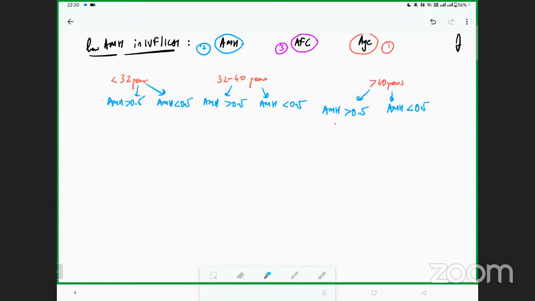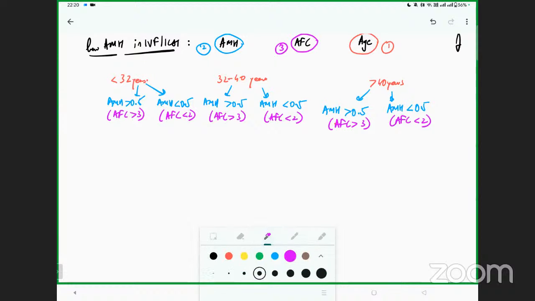Correct, no? Fine. Now you have got 6 categories basically in whom you are going to stimulate. Usually, when AMH is more than 0.5, your antral follicle count will be more than 3. Here the antral follicle count will be less than 2. The same pattern holds in the other groups: antral follicle count more than 3, and less than 2. Now you are going to do IVF.